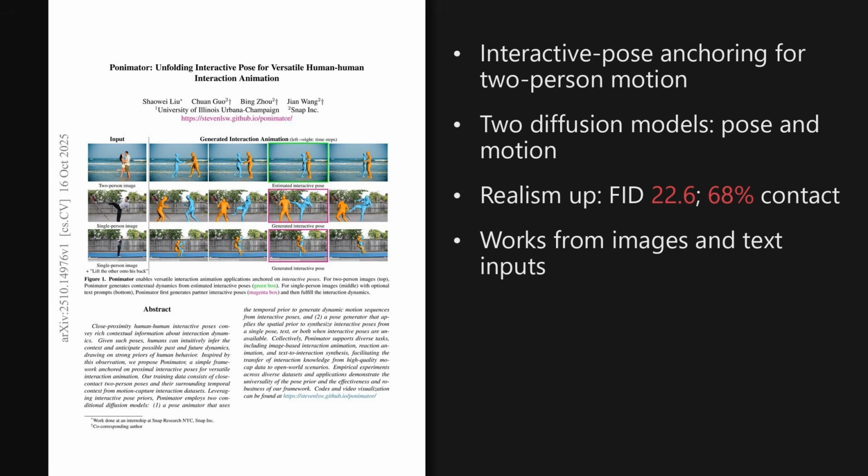Two takeaways stand out: anchoring generation on close contact interactive poses, then separating spatial pose and temporal motion with diffusion yields realistic, contact-consistent two-person animations, and the approach generalizes across images, single person plus text and text only, while running fast. The implications span AR content, creative tools, and social robotics.